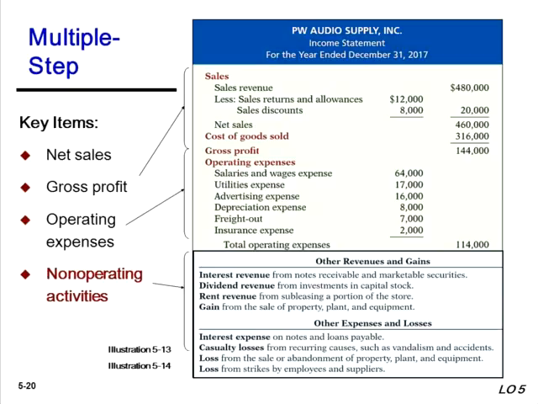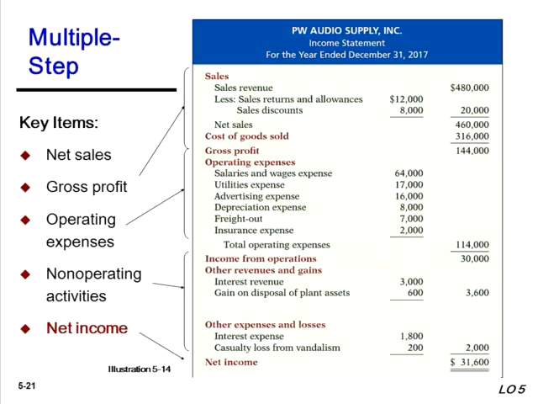Then gain from the sale of property, plant, and equipment. Assuming that the primary business of a company is not to be selling fixed assets, that gain would also be categorized under other revenues and gains. Now we look at expenses and losses. Interest expense would be associated with loans that PW Audio Supply has outstanding. Casualty losses would be losses that are uninsured. The two examples I give are vandalism and accidents. Another loss would be the loss from the sale or abandonment of property, plant, and equipment. And finally, they provide another example: loss from strikes by employees and suppliers.